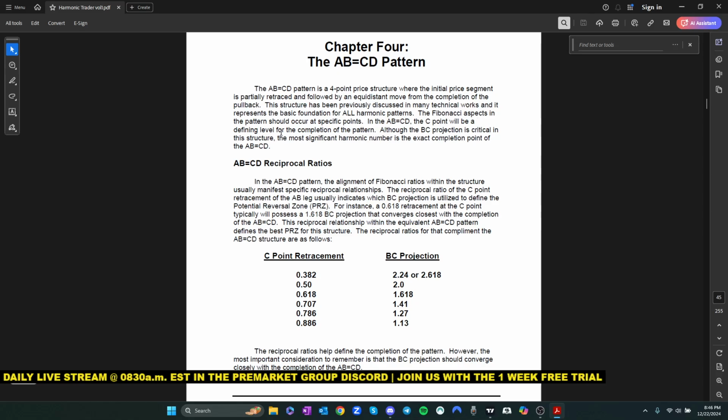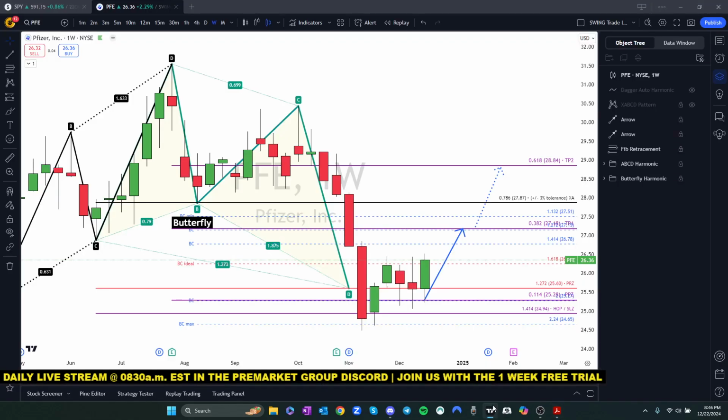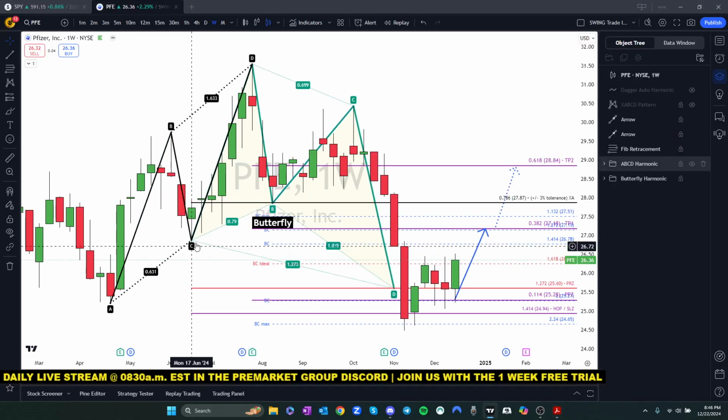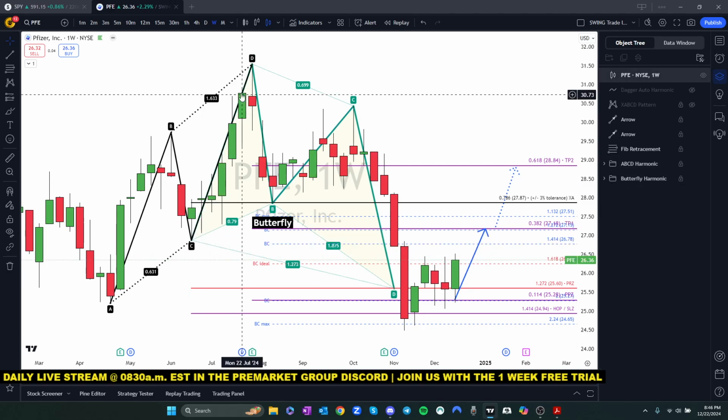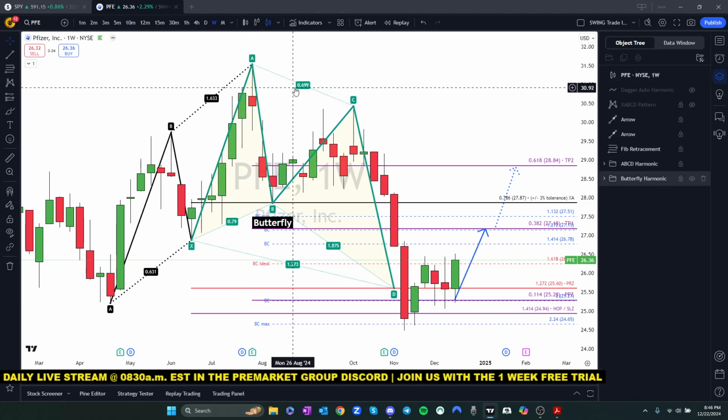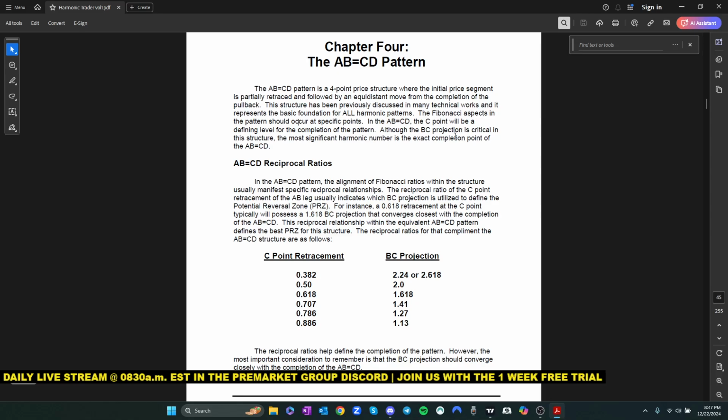The C point will be a defining level for the completion of the pattern. So what he's saying here is wherever the C point is, like right here, it says about 618, that will be a defining feature of the completion of the pattern, like what I have up here for Pfizer on the weekly. Although the BC projection is critical in this structure, the most significant harmonic number is the exact completion point of the ABCD pattern. So although the C point is critical, the B to C projection is the most significant harmonic number. It's the exact completion of that pattern.